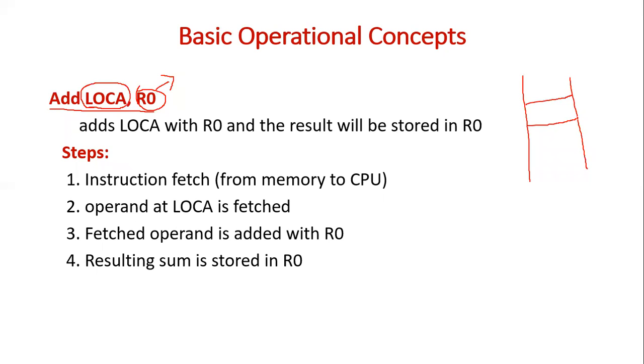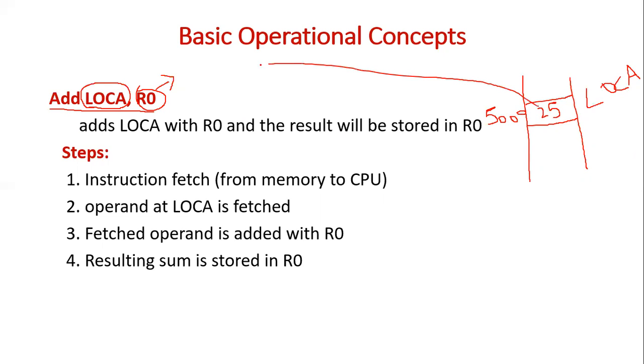Maybe this location, let us assume, is named as LOCA. So this memory will have some address. Say its address is 5000. Then what this instruction says is, first fetch the value from the location LOCA, whatever the value in the location LOCA. Say if it is 25, fetch this value from LOCA.